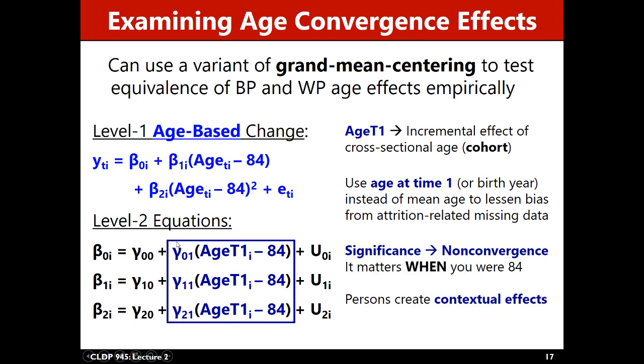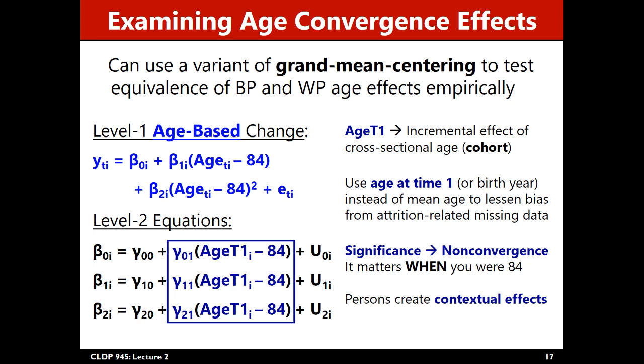Our reference growth curve is the growth curve for somebody when they start the study at 84. And these terms in the middle here then describe the alterations to the growth curve that need to happen for people who started at older ages instead. So if those age time invariant effects are significant, then it matters when you were 84, not just that you were 84. That an 84-year-old from 2005 is not the same as an 84-year-old from 2010, for instance. That's what that means.